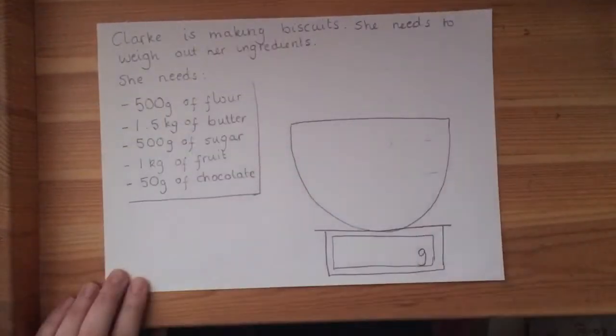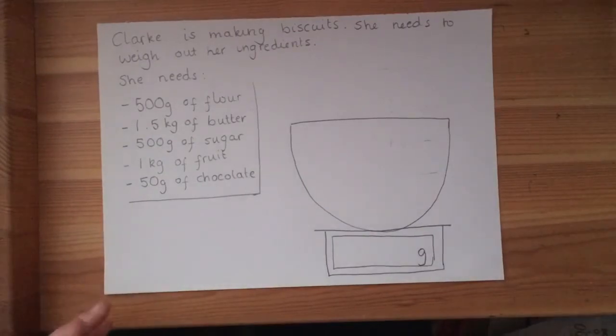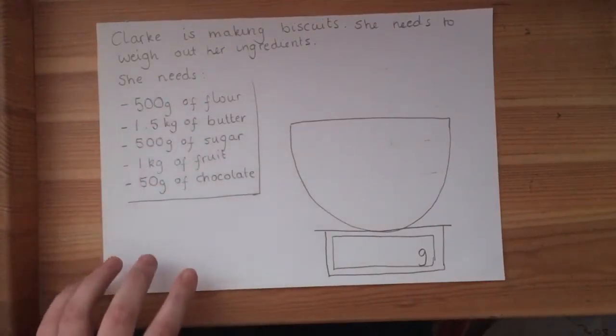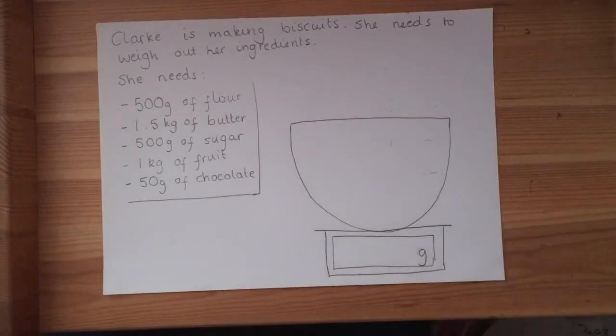Now, some of you may be wondering why you might need to know grams and kilograms. Well, if you're baking a cake, or making biscuits, or just cooking in general, you have to weigh out your ingredients. And there's a bit of a science to it, a bit of maths. So what you've got to do is add up all of your ingredients and make sure you've got the right amount. So here, I'll read out this question.